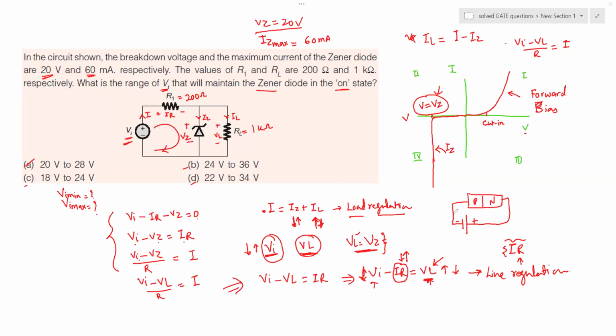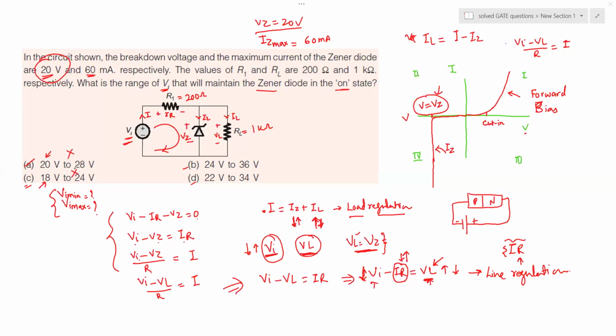That's good. But now we have to answer the question out of the four answers, which is the possible VI minimum and VI maximum right here. Obviously the Zener breakdown voltage is 20 volts, as you can see here. So the VI minimum must be greater than 20 volts. So option A and option C are ruled out.